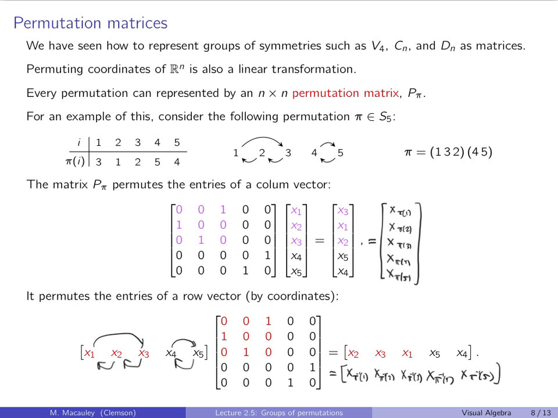So I think this is an important thing to notice: if you have a permutation matrix and you multiply a vector on the right, then you are permuting the entries, sending x_i to x_pi(i). And if you're multiplying by a row vector on the left, you're doing the opposite of that, sending each i to x of pi inverse of i.